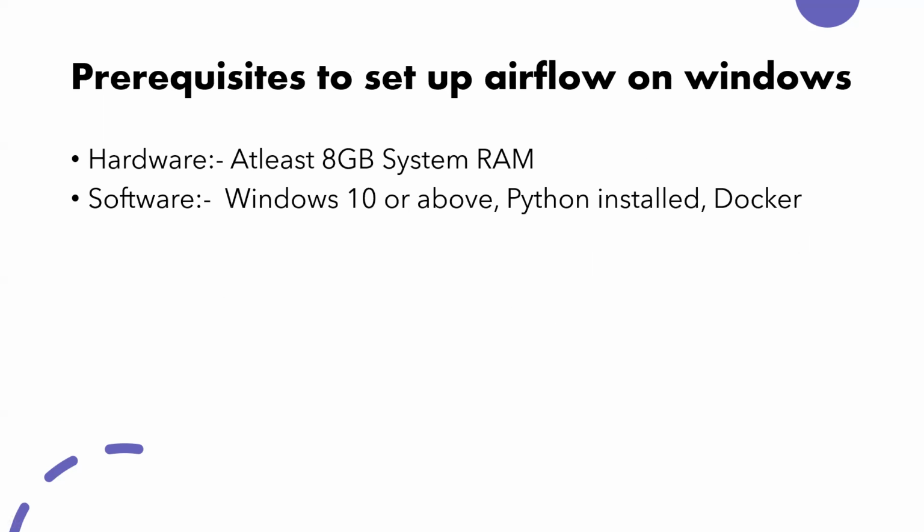The prerequisite is that you should have at least 8 GB of RAM. If you have 4 GB of RAM, your system may hang, so please maintain at least 8 GB of RAM before installing. It will work on Windows 10 or above, and we should have Python and Docker installed.